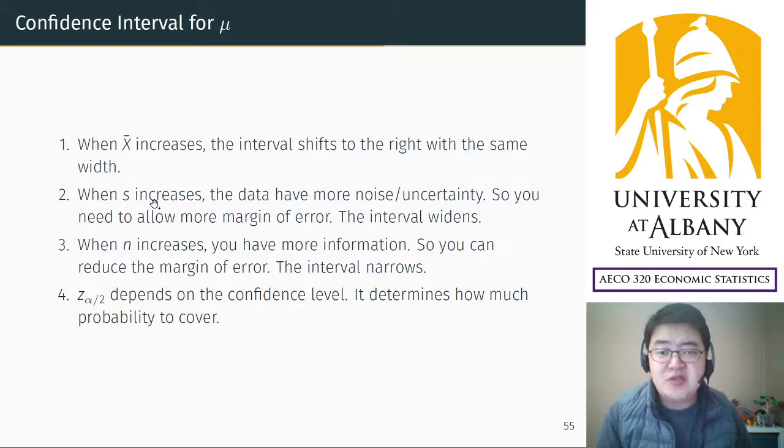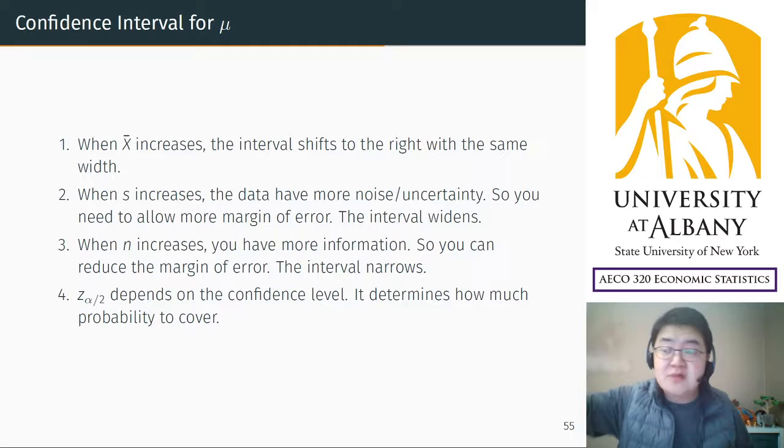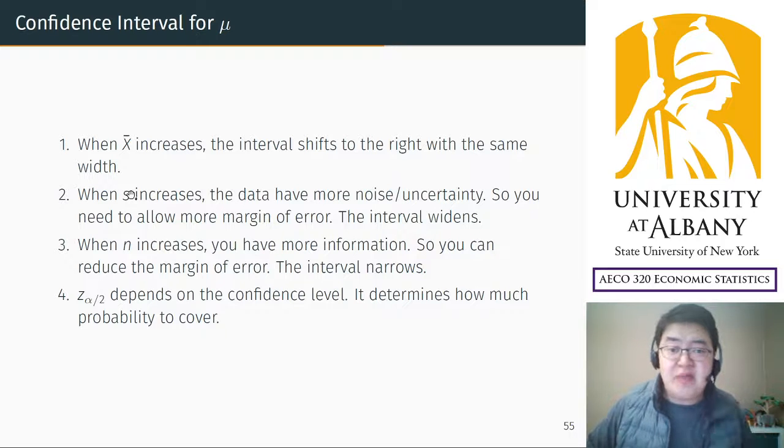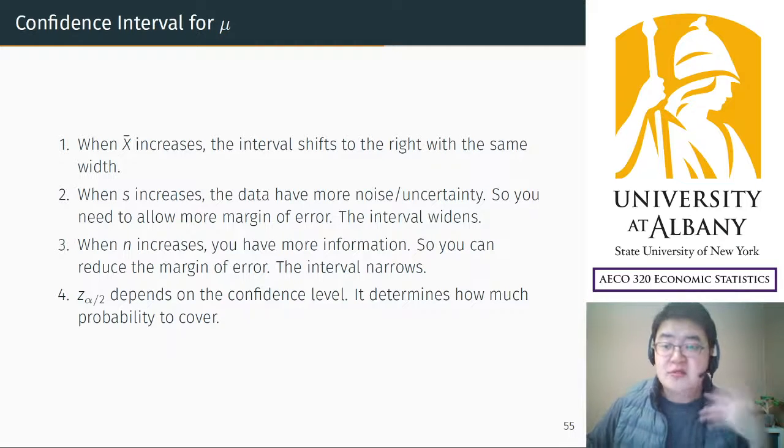When the sample standard deviation increases, which means the data have more noise or uncertainty, then you need to allow more margin of error, and the interval will be wider. If the single outcomes vary a lot within the data, then the standard deviation will be large, and that makes your analysis more difficult. In the extreme, if the standard deviation was 0, that means all the observations take one value. That's the mean. So there is no error at all. That's an extreme example where your analysis will always be perfect.